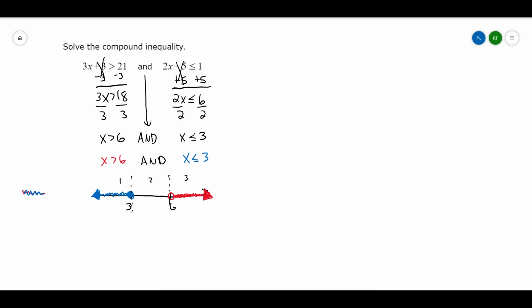If that's the case and it's an AND problem, the answer you would put is no solution, because there is no number that is bigger than 6 and also less than 3 at the same time. You can't have that number.